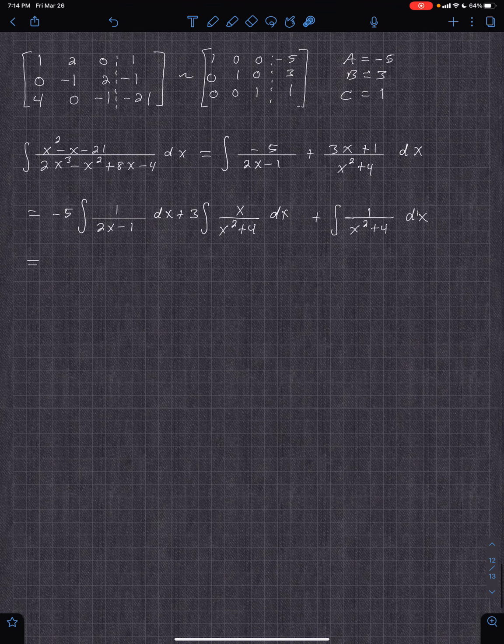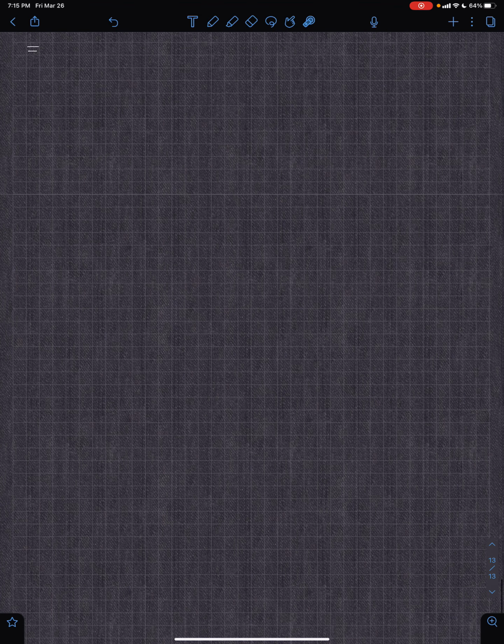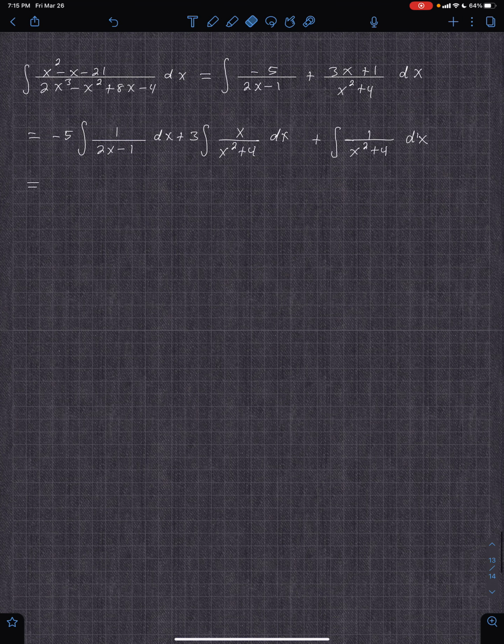Okay, let's do one more. This one won't take too long. So try this one. You have the integral of secant squared x over tangent x plus 1 dx. All right, so try that one.